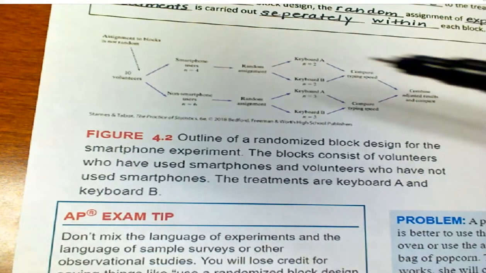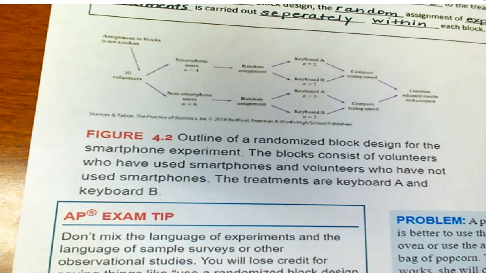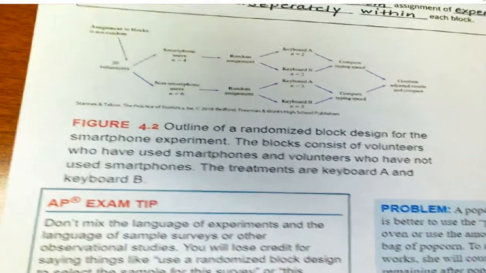So the block design, a lot of people say it reminds them of, when we did a survey, the stratified sampling, in a way, because you're dividing up by likeness. So don't use that term anywhere, but it's kind of the same idea, but for an experiment, okay?